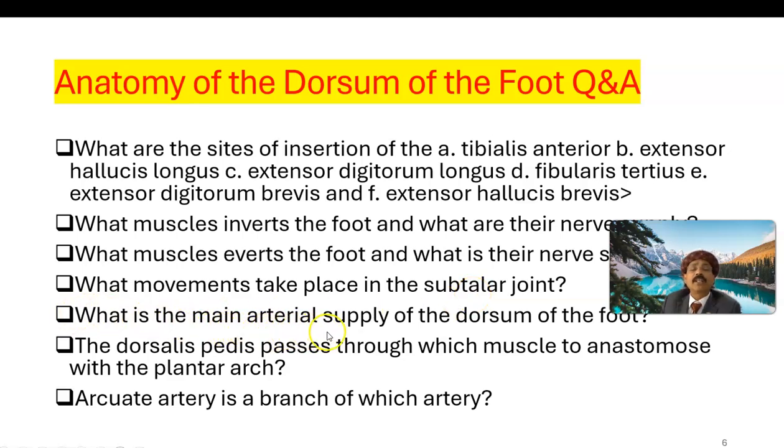What is the main arterial supply of the dorsum of the foot? That is the dorsalis pedis artery. Dorsalis pedis artery passes through which muscle to anastomose with the plantar arch? It passes through the two heads of the first dorsal interosseous muscle. Arcuate artery is a branch of which artery? It is a branch of the dorsalis pedis artery.